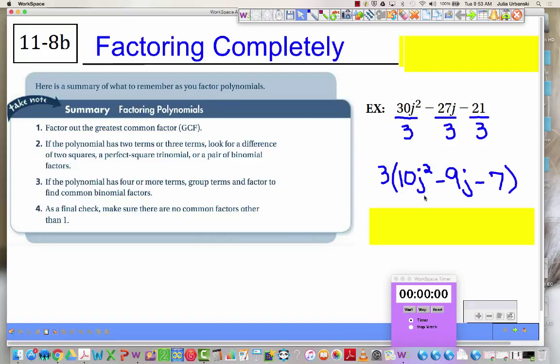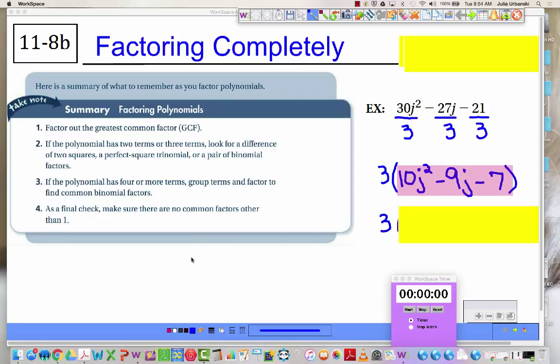Now when you go to factor it, you leave the 3 out in front, and all you have left to factor is what's inside the parentheses. It's just something to remember. It's not particularly harder, but you just have to remember to ignore the 3 for a minute. So we have 10 times negative 7 is negative 70, and we need negative 9 when we add them together. Anybody come up with those quickly?